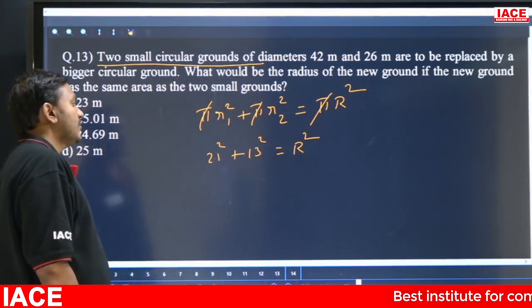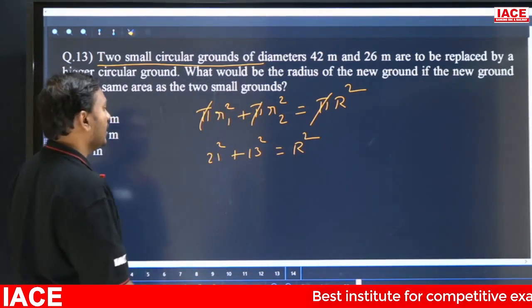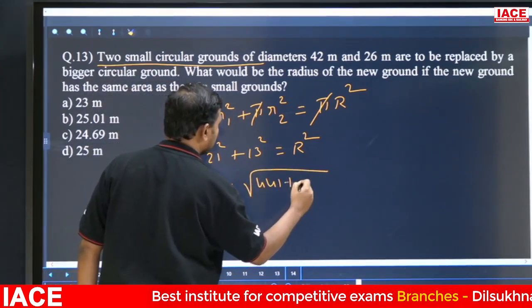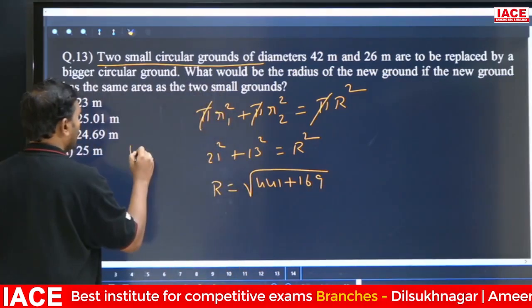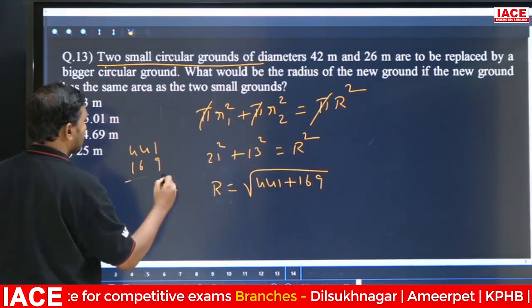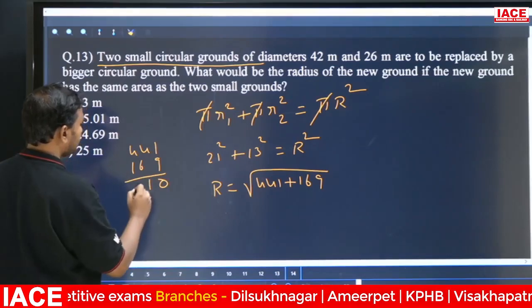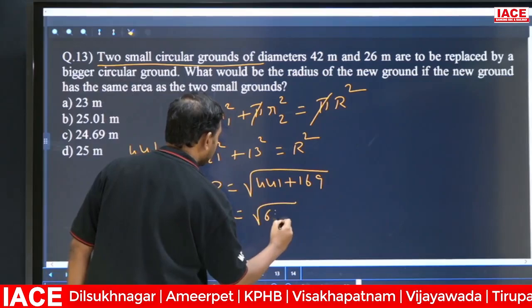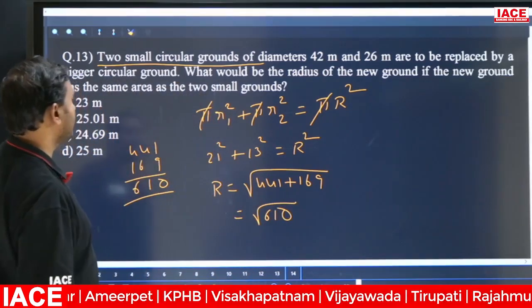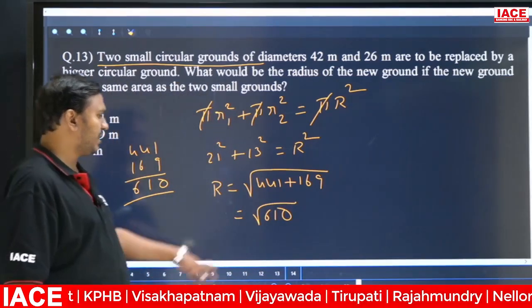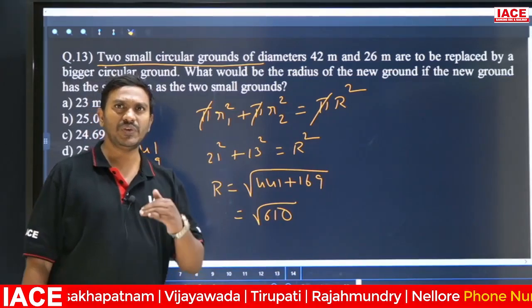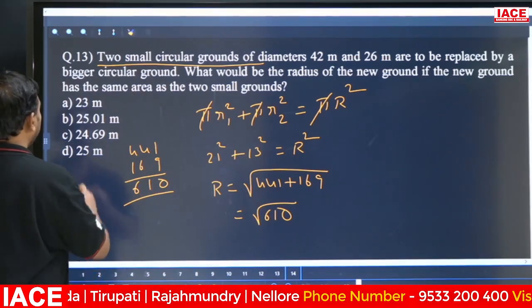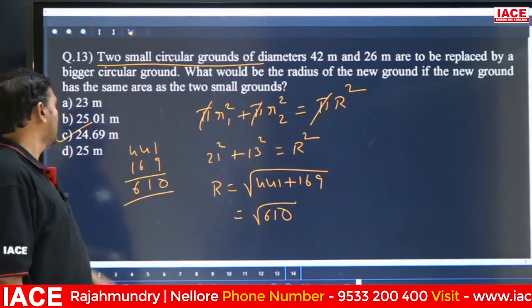So R square, 21 square plus 13 square. So R equal to, so 21 square is 441 plus 169. So 441 plus 169 means 610. So square root of 610. So the approximate value of 610, 625 is nearby, right? So 625 means 25, so it should be slightly less than 25. So below 25 it is 24.65, 24.69.